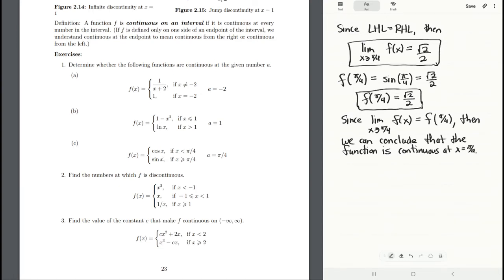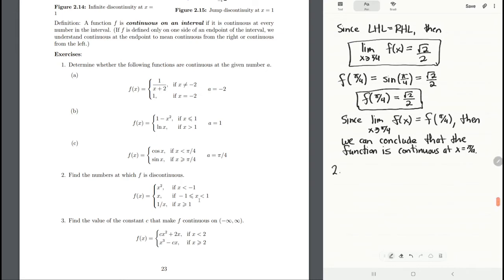So in the second example, we are looking for the numbers at which the function f is discontinuous. So our function is defined as a piecewise defined function. So it's equal to x squared if x is less than -1. It's x if x is greater than or equal to -1, but less than 1. And it's 1 over x if x is greater than or equal to 1.